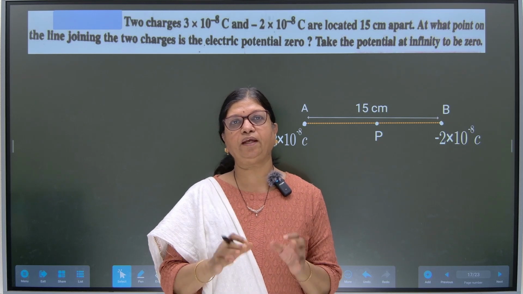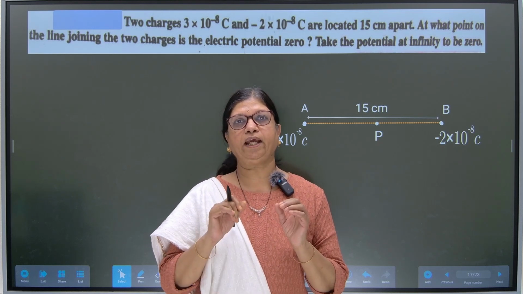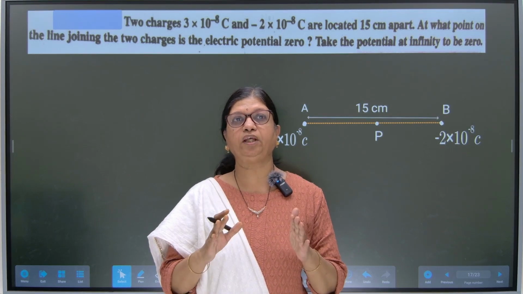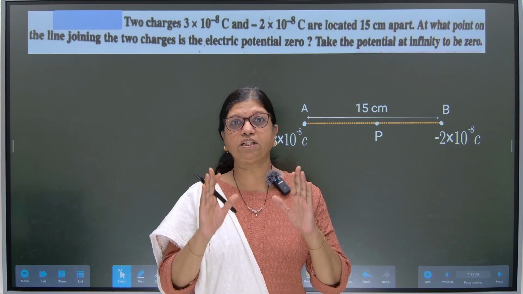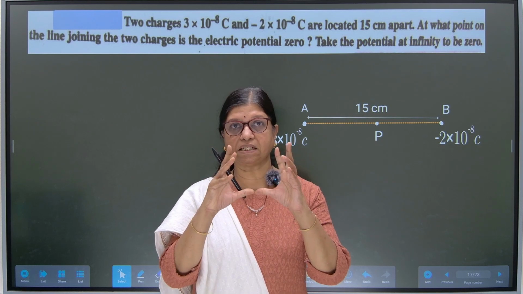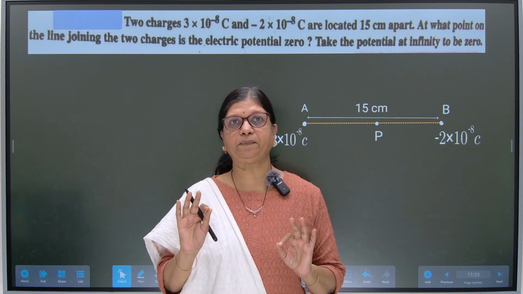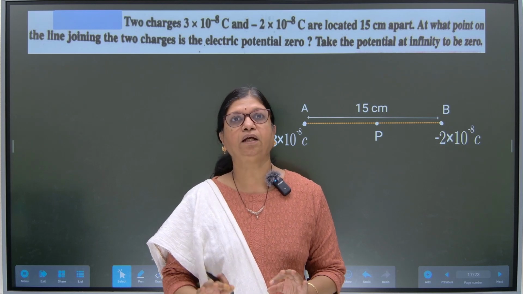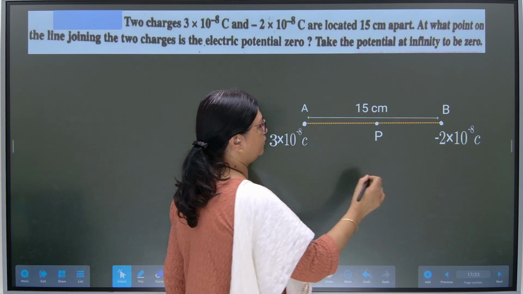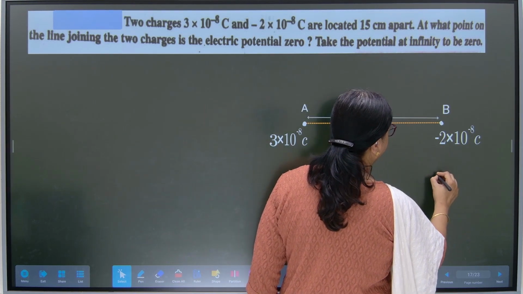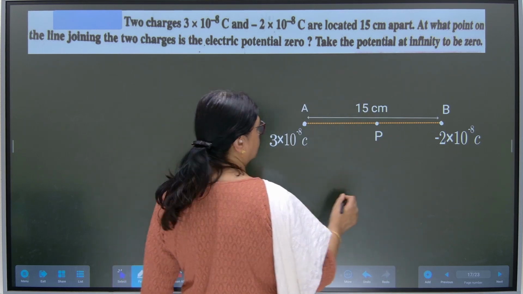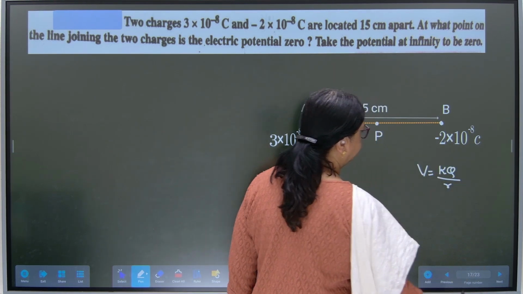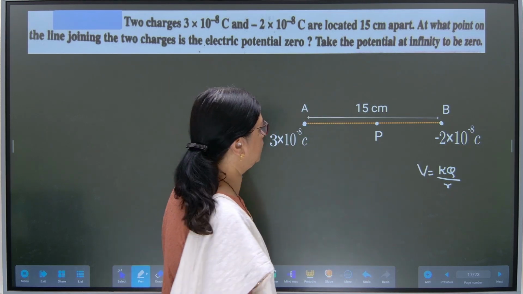Before doing any numerical or any application question, we have to remember what we have learned about this particular concept as one package. So, revising the package of potential which we have learned, let us first write down what we have learned. V is equal to KQ upon R. This is the formula of potential.